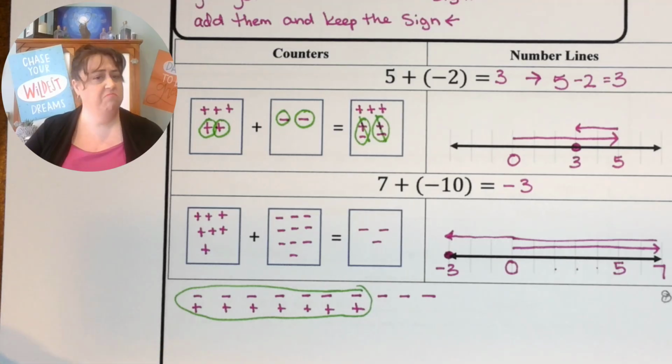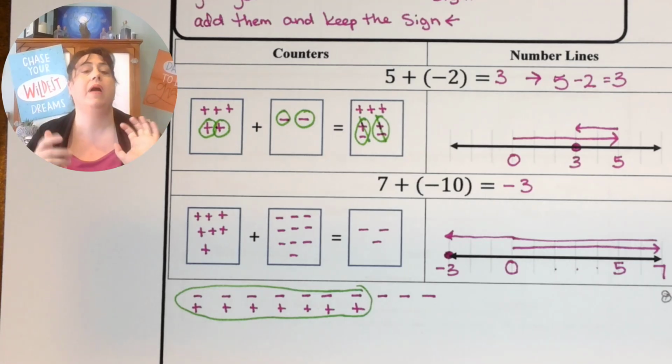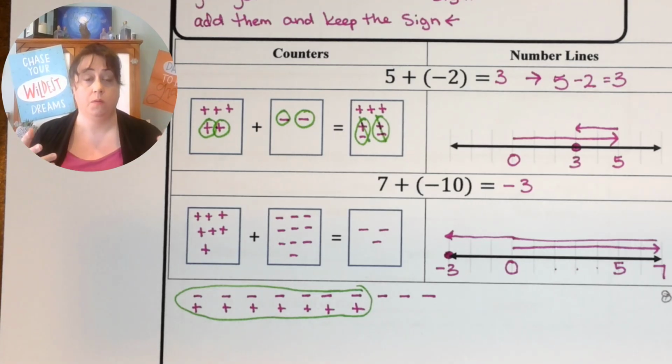So we can see counters, number lines, they do the same thing. It's just how our brain sees it. One might be easier than the other for you. It depends on who you are. But it's just another strategy that we have for us to use.